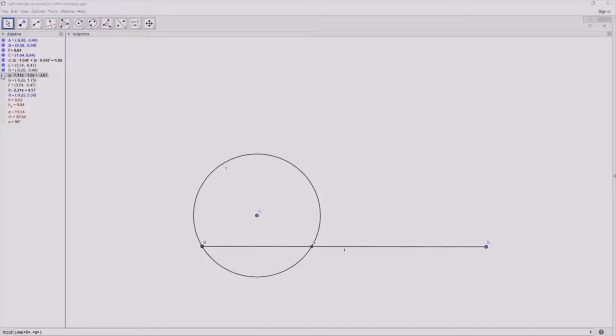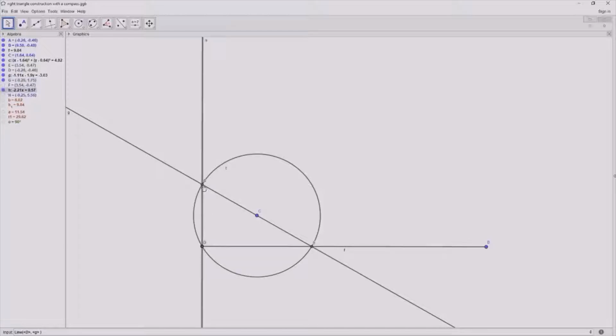Next, we'll draw a line from E across C to the other edge of the circle as a diameter. And we'll plot another intersection, point G, which will then let us draw a line H from D to G, and it goes straight up. And we can see our right angle here.